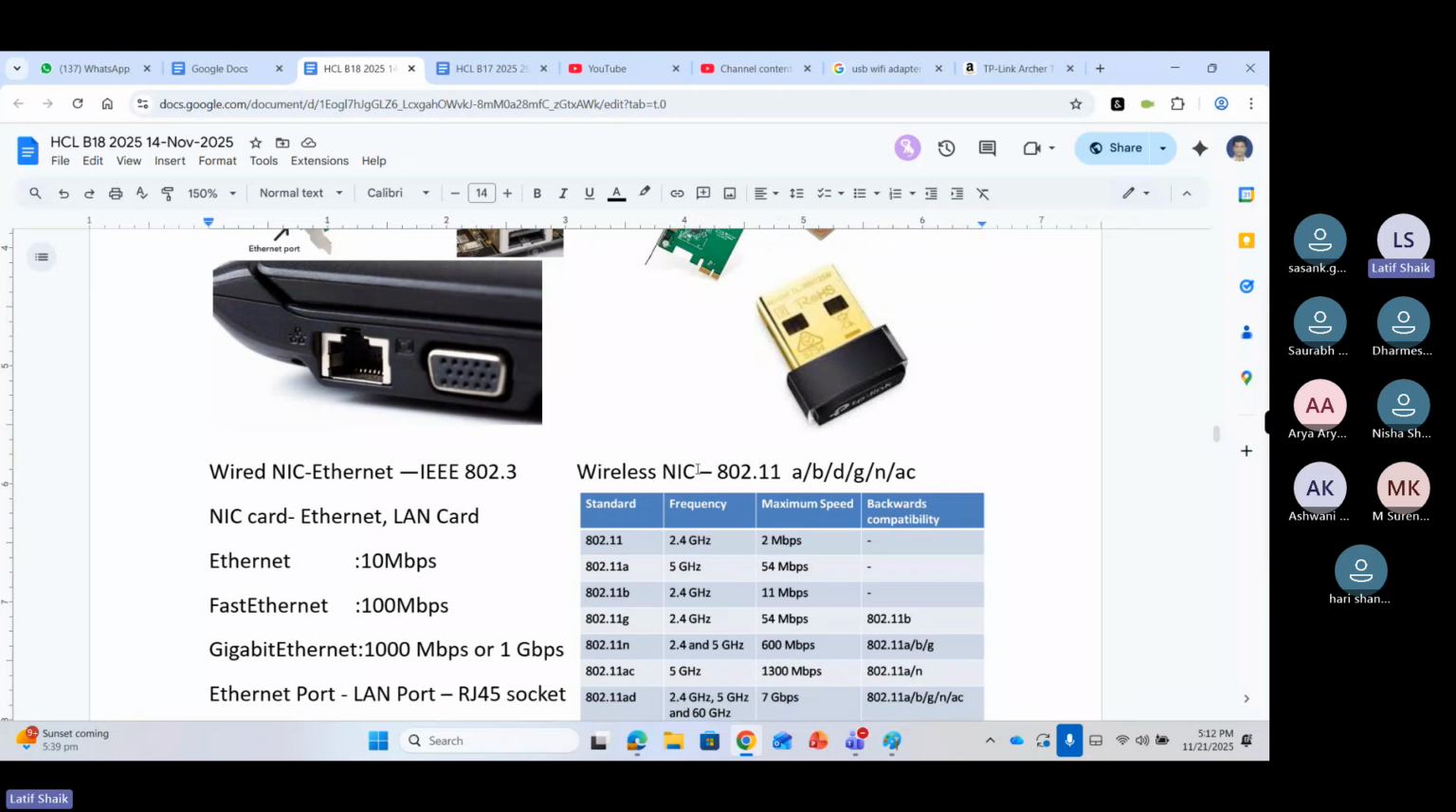Wireless network adapters. This wireless NIC has a standard that is 802.11. 802 is a network standard. 802.3 means Ethernet. 802.11 means it's a wireless connection.